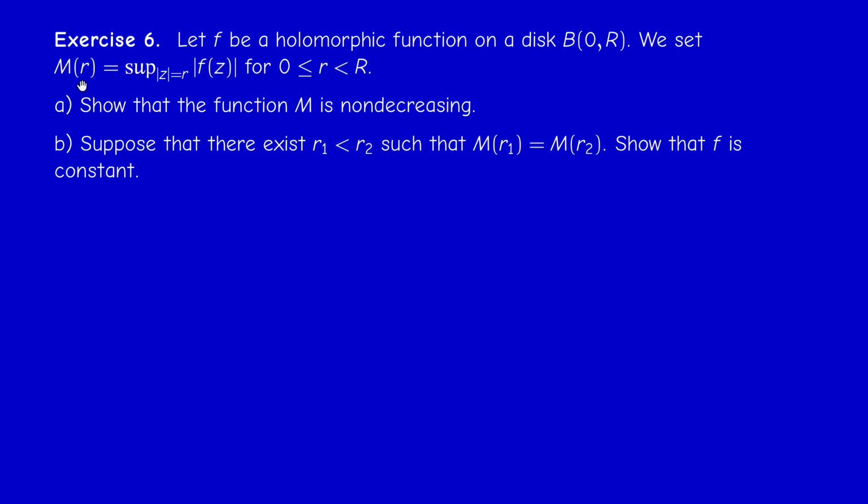So it depends on r. We have to show that this function is non-decreasing or increasing if you like. So when the radius becomes bigger, this increases. And second question, if M of r1 equals M of r2, then f is constant, if r1 is less than r2. Okay.